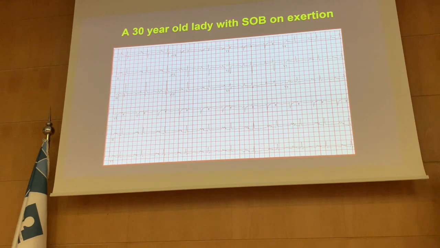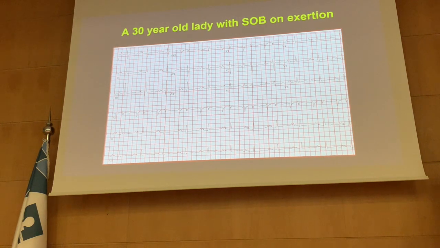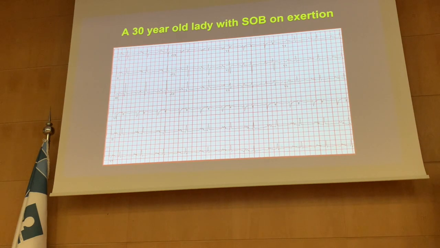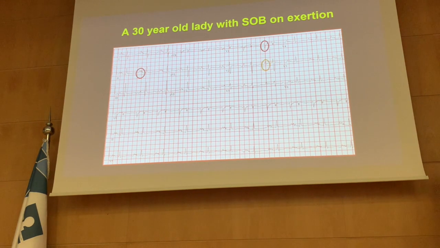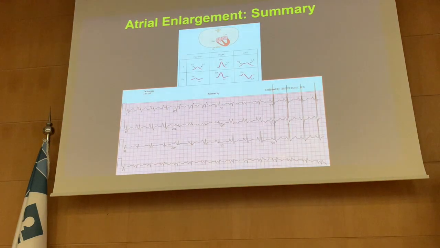Okay, so this patient has both right and left atrial enlargement. Why? Because she has severe pulmonary hypertension, which affects both. So this patient has biatrial enlargement. This is very advanced for you, but this is the ECG finding.